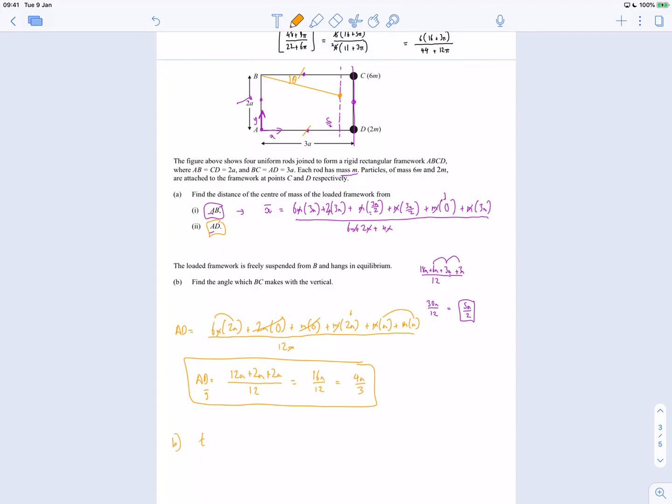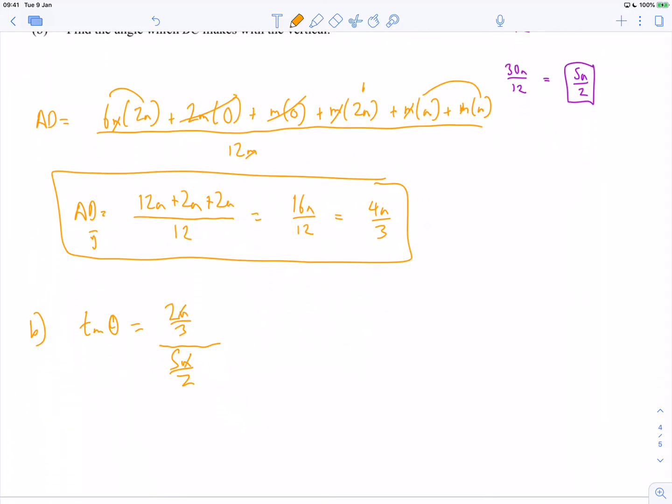So I've got tan of theta is going to be the opposite. Well, if it was 4/3 of A up, then that means that's 2/3 of A, all divided by x going along, which is 5A over 2. The A's cancel. I've got 2/3 divided by 5/2, which is 2/3 times by 2/5. So that's going to be 4/15. So that means theta is going to be the inverse tangent of 4/15.